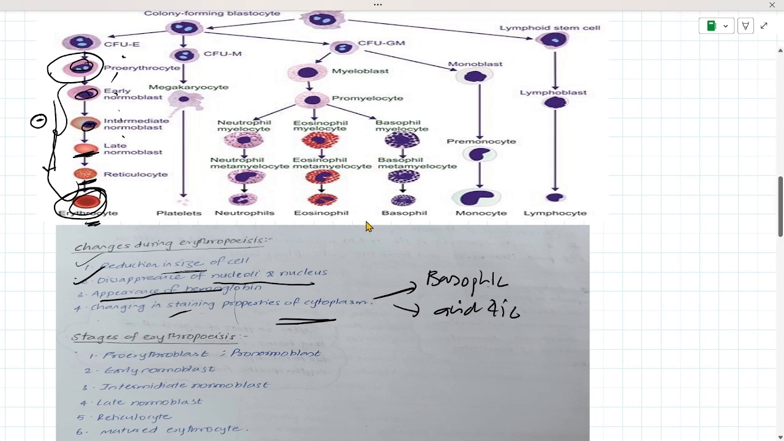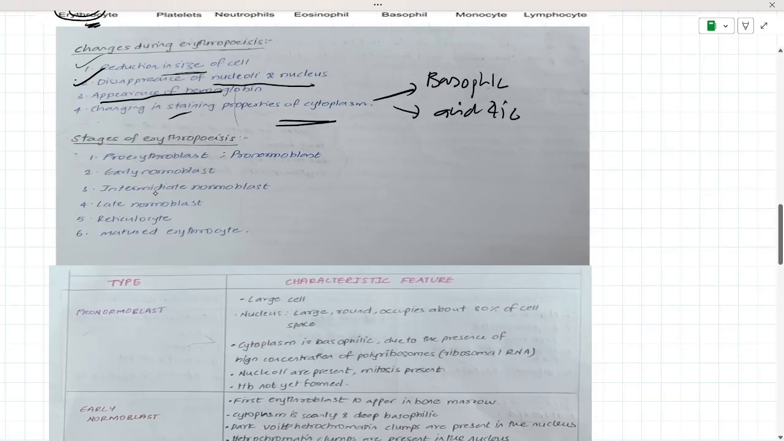We'll be studying the different stages. The first stage is the proerythroblast, also known as pronormoblast. The second stage is the early normoblast. The third one is the intermediate normoblast. Fourth is the late normoblast. Fifth is the reticulocyte, and sixth is the matured erythrocyte. Now we'll be discussing each and every stage in detail.